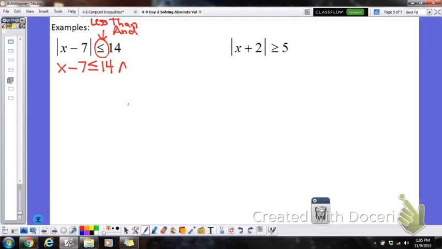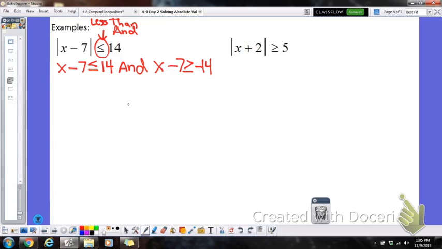And then I will have and, I want the distance to be greater than or equal to the negative 14. So what is inside the inequality needs to be greater than or equal to negative 14. Because when we have a number that is greater than or equal to negative 14, those numbers will be less than 14 away from 0.